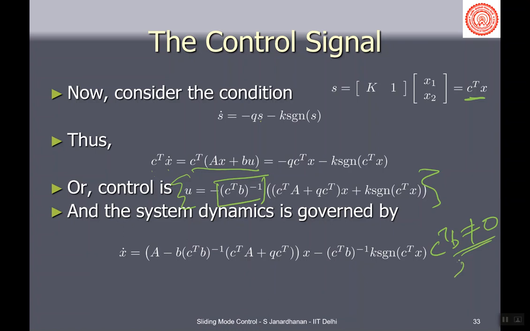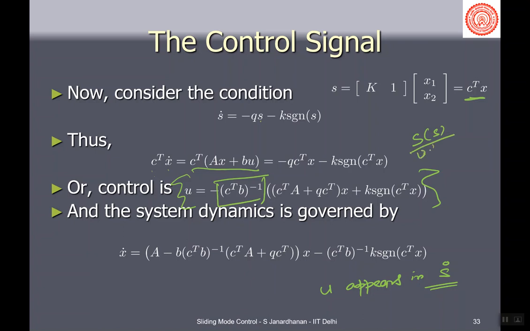So C transpose B not equal to 0 basically means that U appears in the first derivative of S. U appears in S dot.